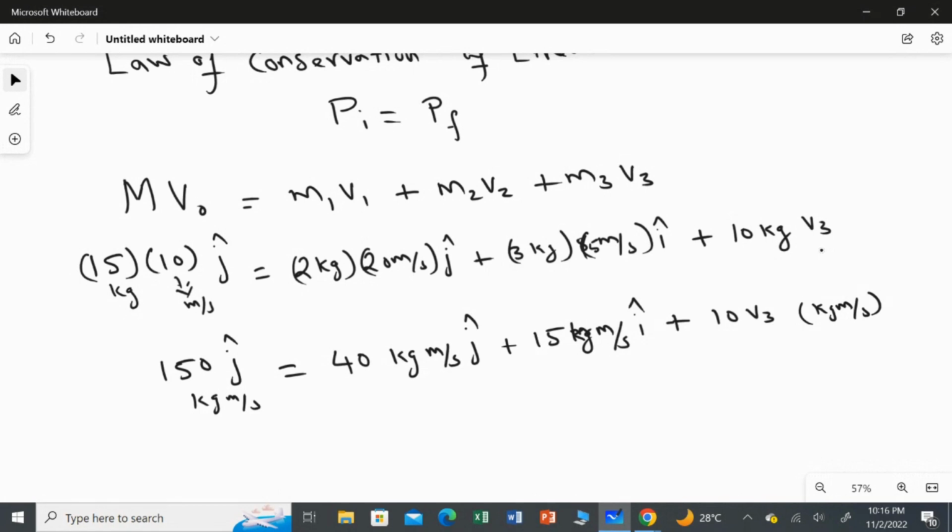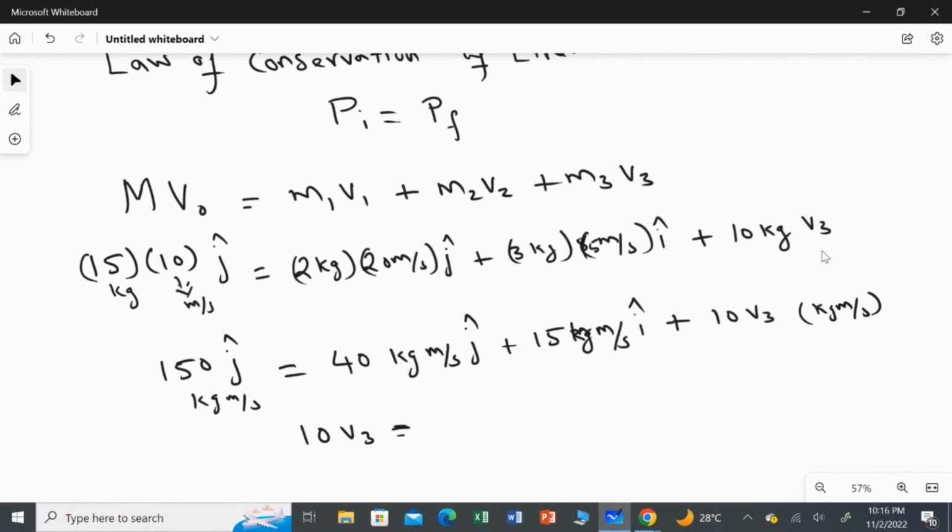So I'm going to separate this V3 from the rest of the terms. Am I right? What we studied in chapter number 3 is that if you want to add or subtract, you have to deal only with I cap with I cap, j cap with j cap, and k cap with k cap. But here in this equation we have 2 j caps. So I'm going to separate this term 10 V3, which is equal to, I'm going to move this 40 as well as 15 to the left hand side.